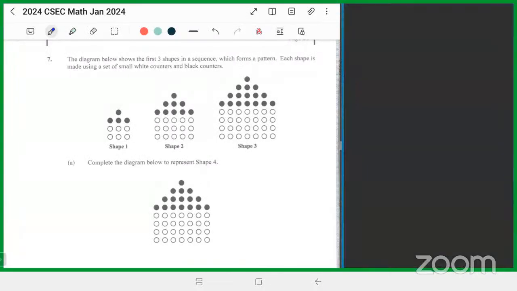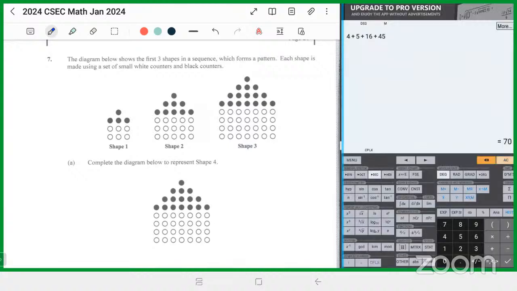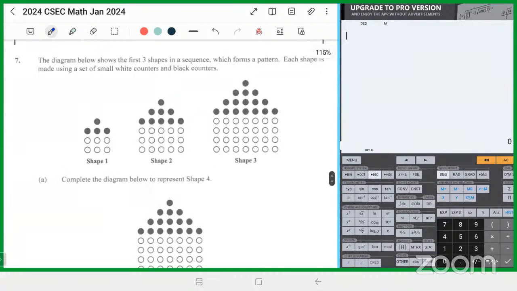All right, guys, so we are now at question 7 of this January 2024 CSEC math exam video solutions. All right, so it's a pattern question, sequence and pattern. It says the diagram below shows the first 3 shapes in a sequence which forms a pattern. It says each shape is made using a set of small white counters and black counters.